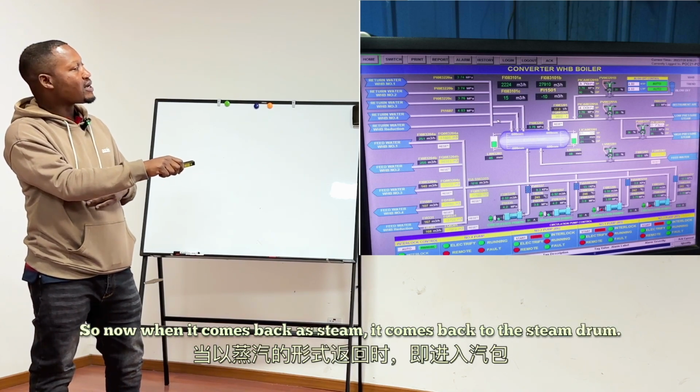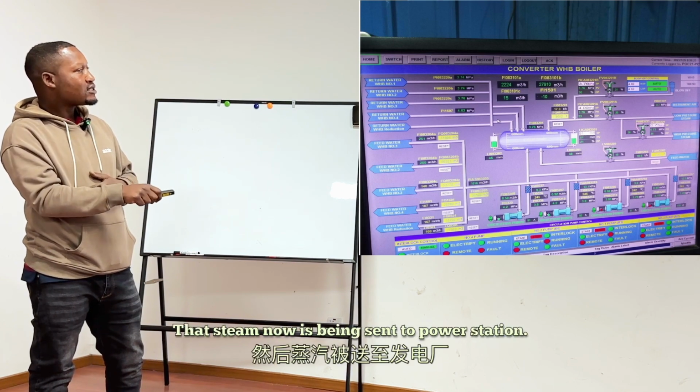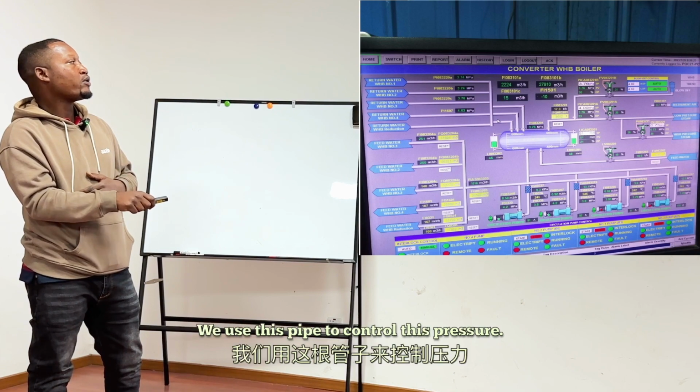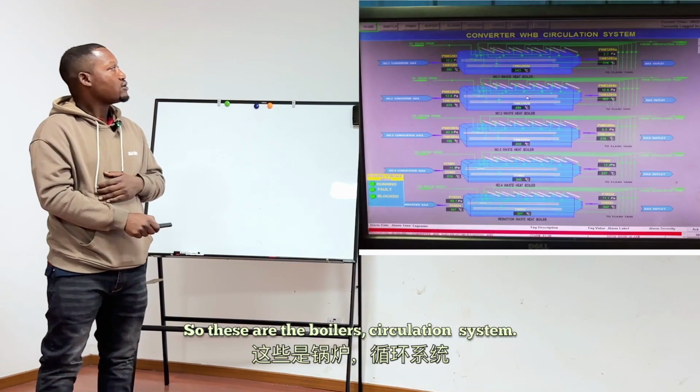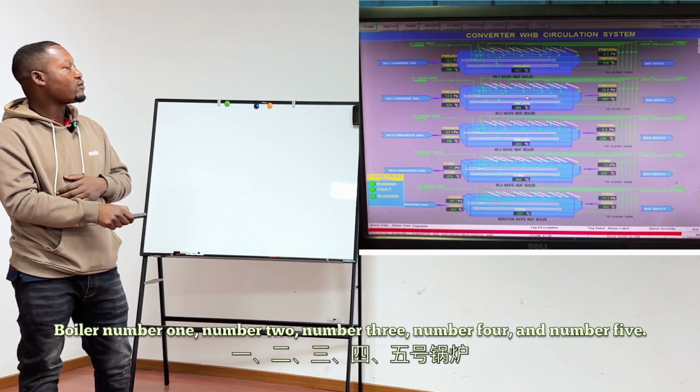When it comes back as steam, it returns to the steam drum. This is where it is kept. That steam is then sent to the power station. This one is the blow-off pipe. We use this pipe to control the pressure. So these are the boilers and the circulation system: boiler number 1, number 2, number 3, number 4, and number 5.